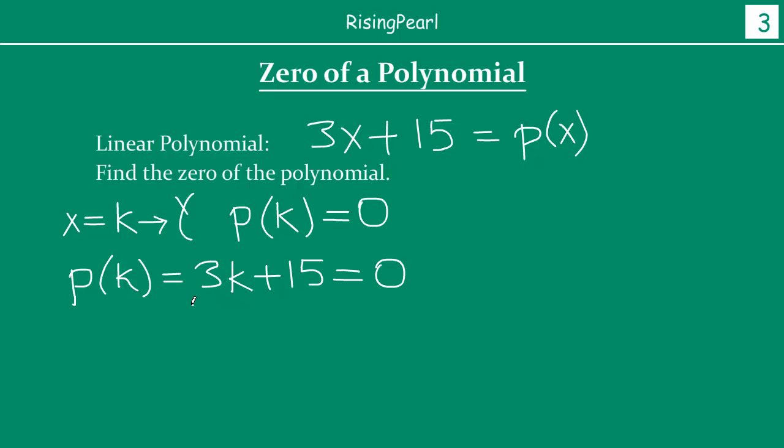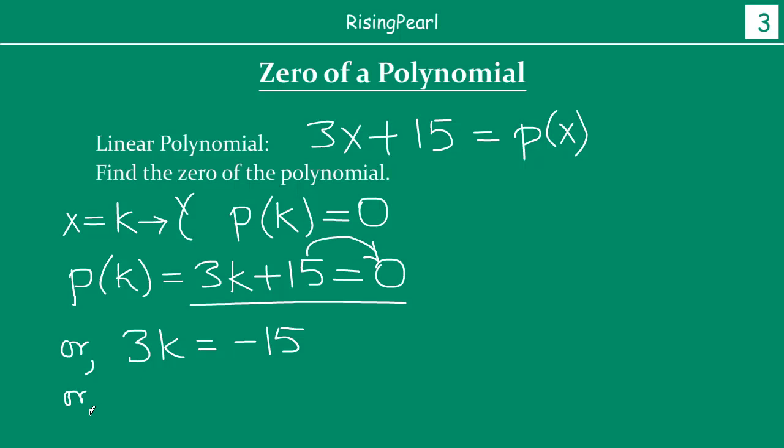So solving this equation, we find that 3k is minus 15, since plus 15 goes to the other side of the equality sign. Dividing both sides by 3, we get k equal to minus 15 by 3, or minus 5. 3 and 5 cancel out, minus 5.